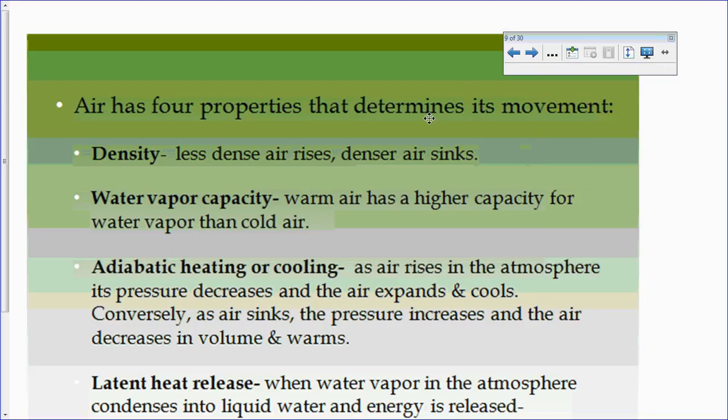Air has four properties that determine its movement. We talked about that earlier. Density. We know about density. Less dense air is going to rise. Denser air sinks. Water vapor capacity. This is important. Warm air has a higher capacity for water vapor than cold air.